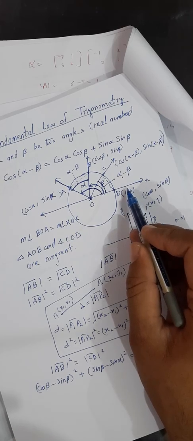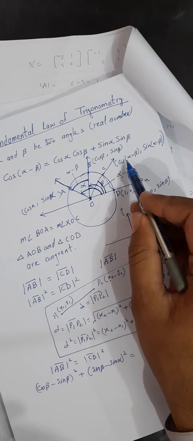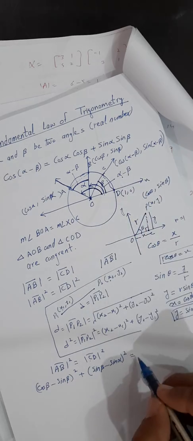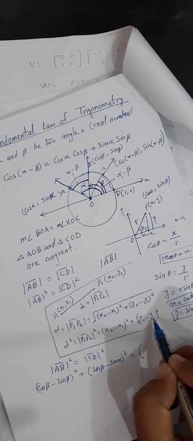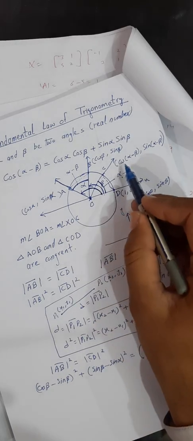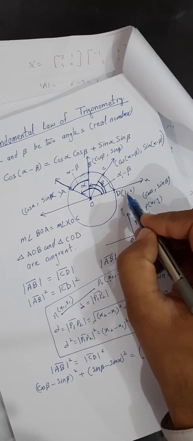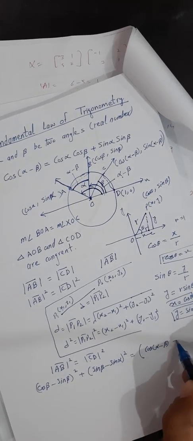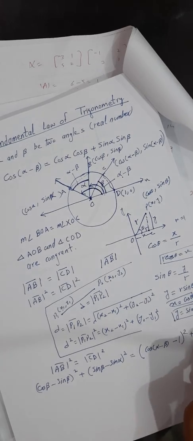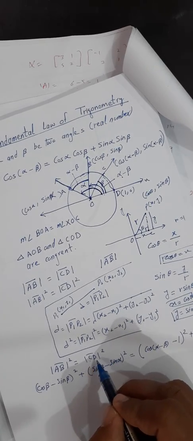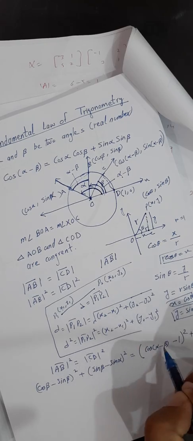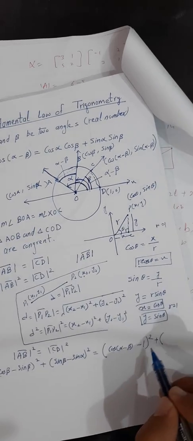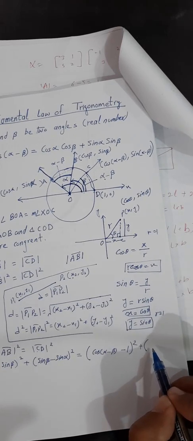First, we take the square of the difference of the x coordinates of point C and point D, that is, y2 minus y1 whole square, that is, cos(alpha minus beta) minus 1 whole square, plus the distance from point C to point D: the difference of x coordinates squared plus the difference of y coordinates squared. Here we put the difference of y coordinates.